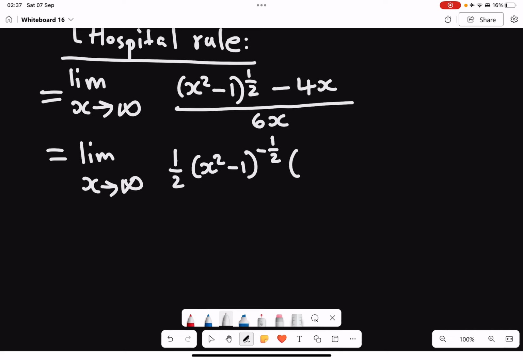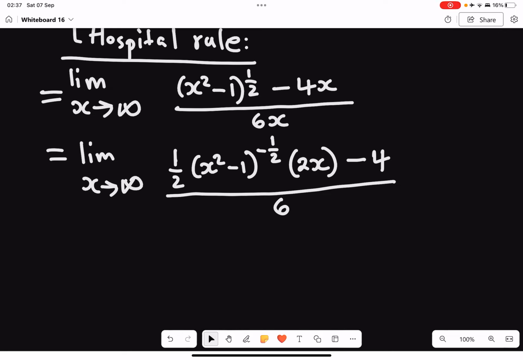But don't forget to multiply by the derivative of the inside. The derivative of x squared is 2x. The derivative of minus 1 is 0. So we basically just have 2x there. Then the derivative of minus 4x is minus 4. This will be all over 6 because the derivative of 6x is just 6. And then from there, we are going to have this.